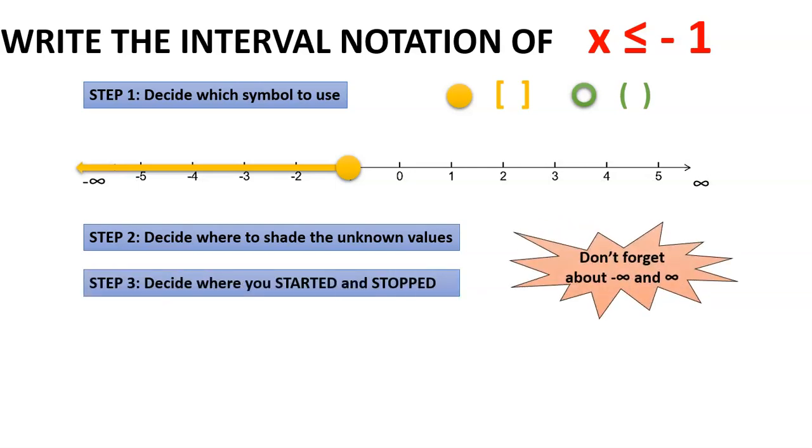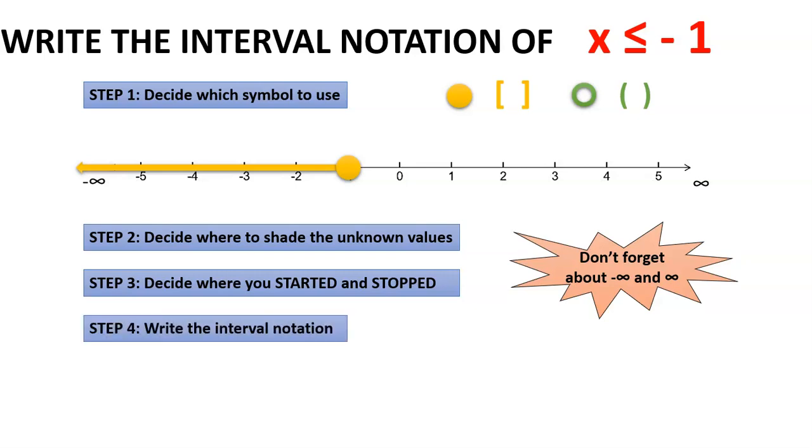Step 3, decide where we started and where we stopped. Again, don't forget about the infinity signs. So you have to think about, where did we start? All the way down there to the left, where is that? That is negative infinity. So we started at negative infinity.